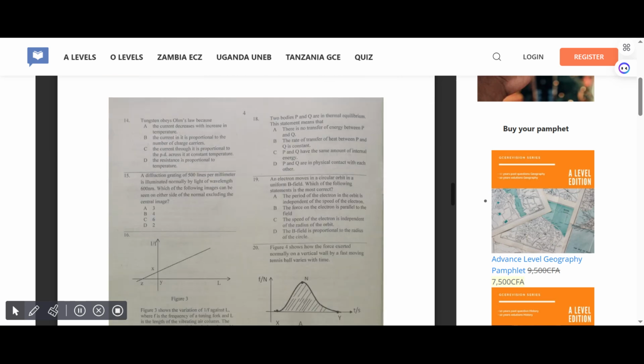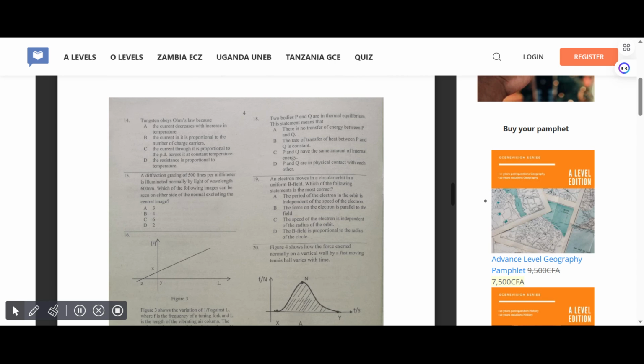Two bodies, P and Q, are in thermal equilibrium. This statement means that the correct answer for 18 is A. The statement means that there is no transfer of energy between P and Q. An electron moves in a circular orbit in a uniform B field. Which of the following statements is the most correct? Correct answer for 19 is A.